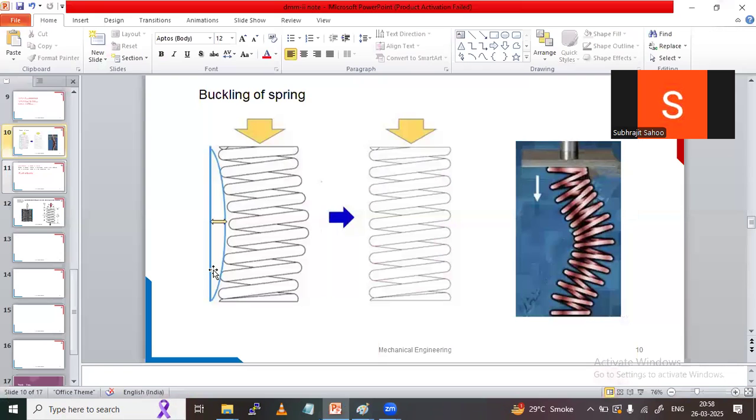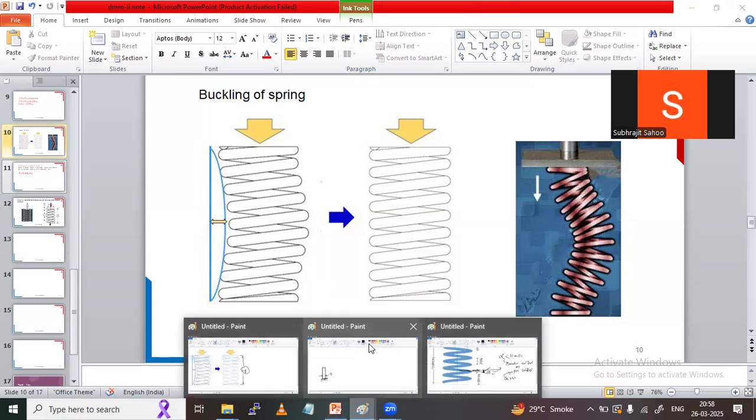Actually, in the last video, while I was discussing buckling of a spring, the video stopped due to some technical problem. The same topic I am going to discuss in this video. What is the meaning of buckling of a spring? Buckling means bending. And why is this bending done? Because of the free length. In the last video, I told what the free length is, right?